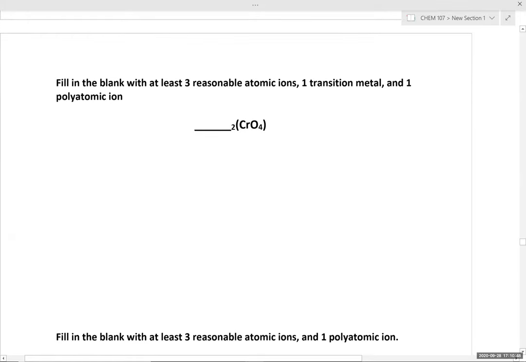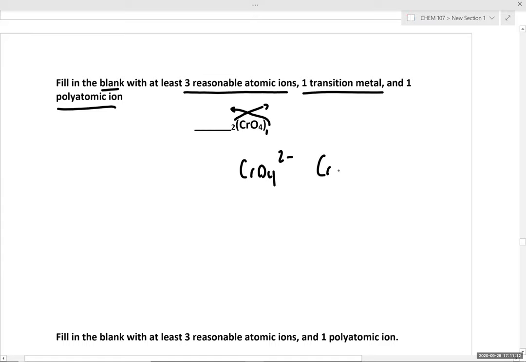So, let's showcase an example where we have to use our charge rules and fill in the blank with at least 3 reasonable atomic ions, a transition metal, and a polyatomic ion. Okay, so looking at the following example, we can quickly figure out the charge of each of our components. So chromate has a charge of 2-, which matches our table. And this blank ion has a charge of +1.